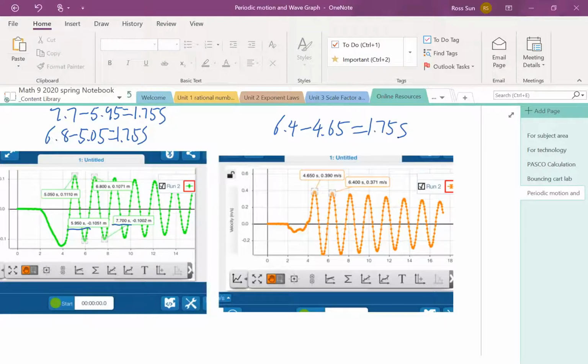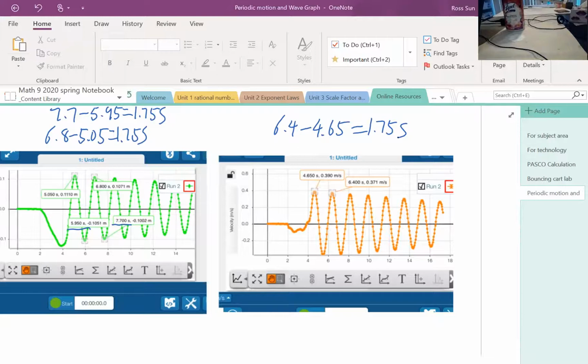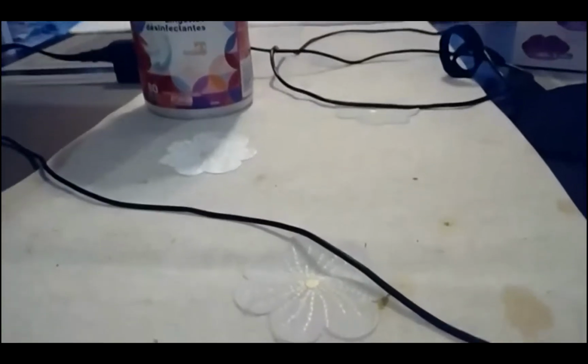Okay. Let me explain why the VT graph is also a wave motion. So let me turn the camera. All right.